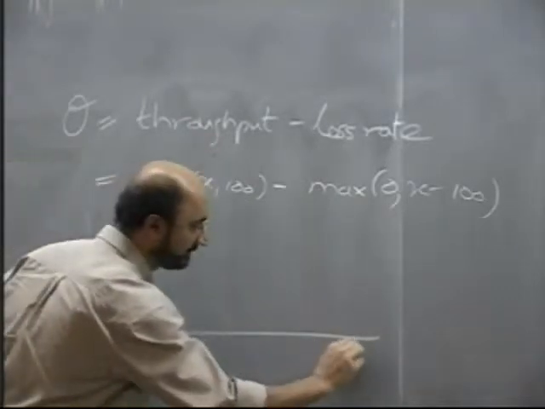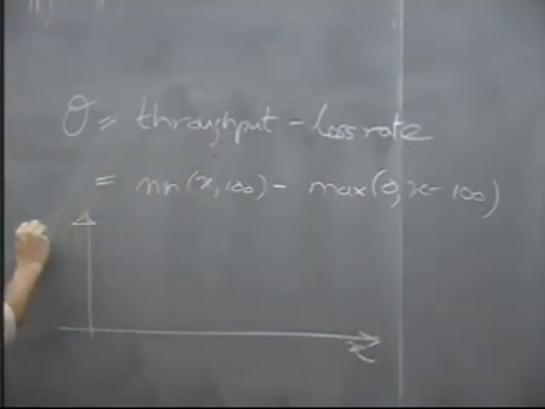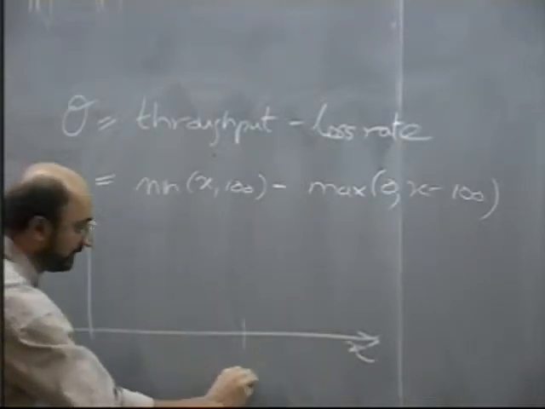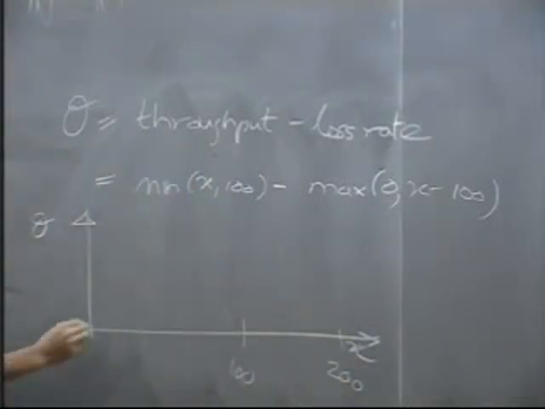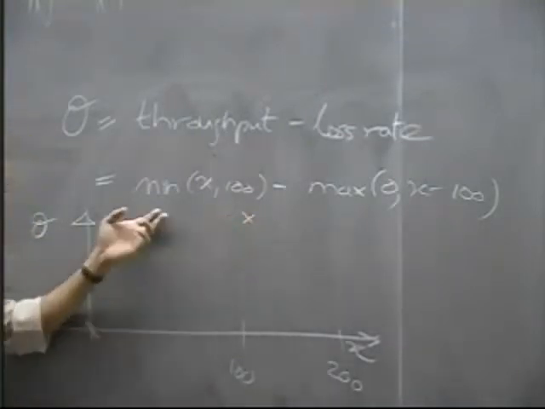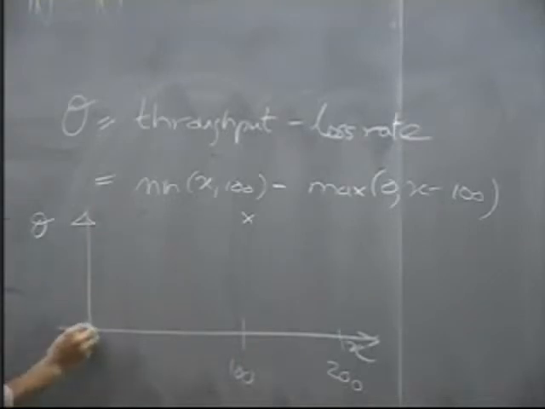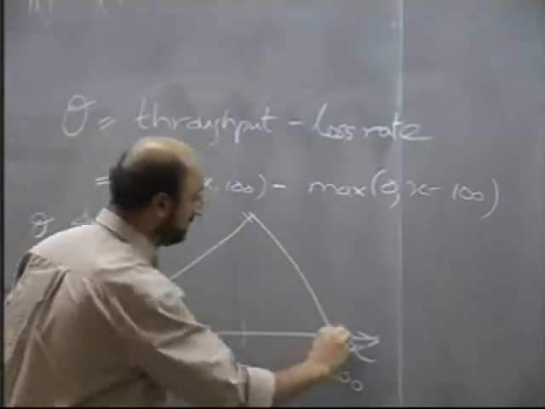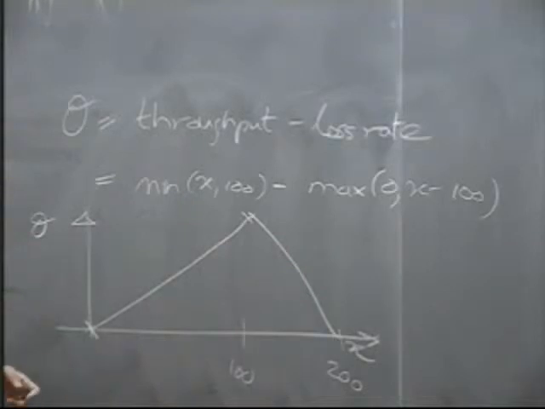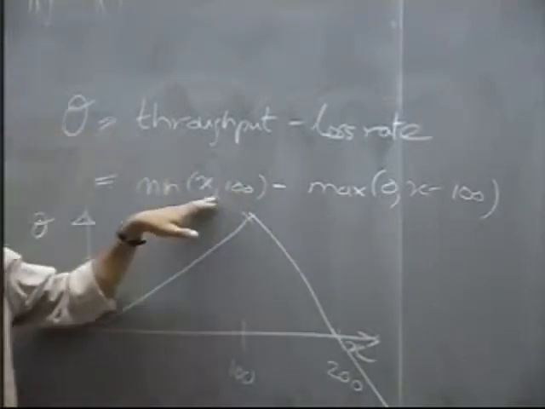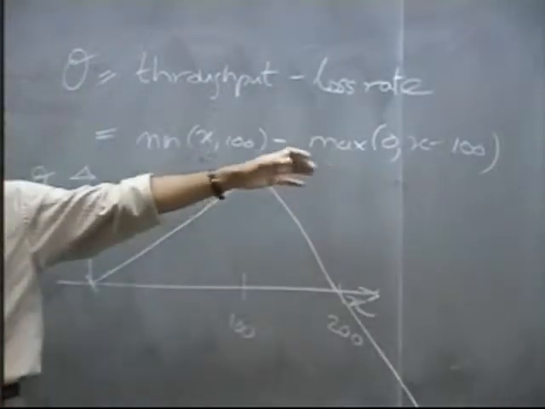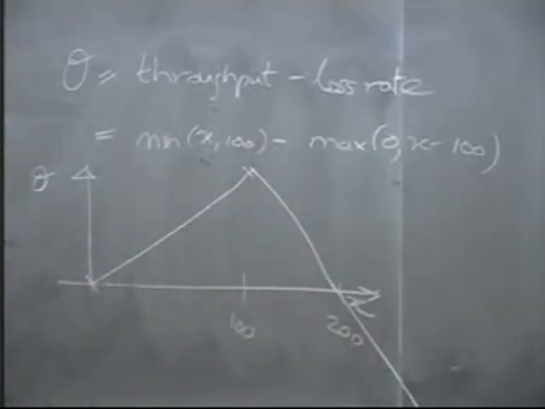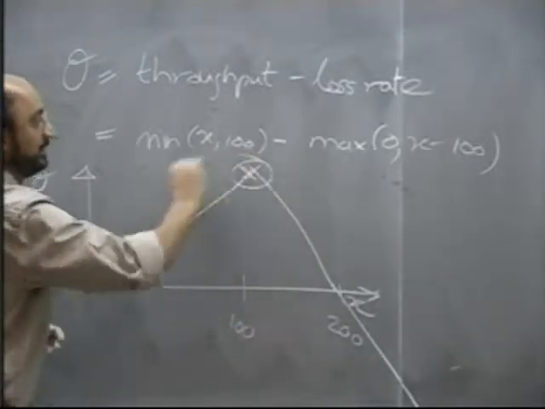So on the x-axis is x, and on the y-axis is O. And we see quite naturally, it takes a little bit of thought, not much, that at 0, we're going to have a throughput of 0 and a loss rate of 0. So my objective function is 0. At 100, I have a throughput of 100 and a loss rate of 0, so I go up linearly. And at 200, I go down to 0 again. And after that, it goes negative, because throughput is capped at 100. It's never going to be more than 100, and the loss can get larger and larger all the time. So the optimal point is clearly this one over here.